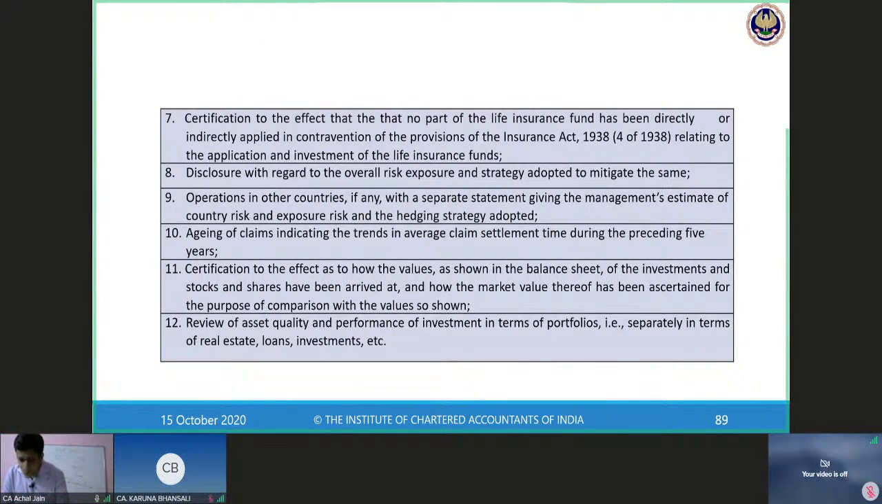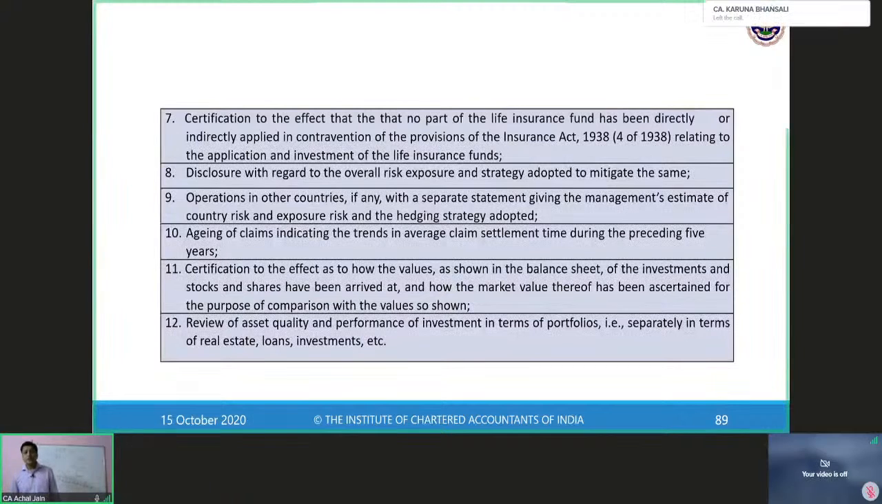Certification to the effect as to how the values as shown in the balance sheet of the investments in stocks and shares have been arrived at, and how the market value thereof has been ascertained for the purpose of comparison with the values so shown. Review of the asset quality and performance of investment in terms of portfolios, separately in terms of real estate, loans, investments, etc.